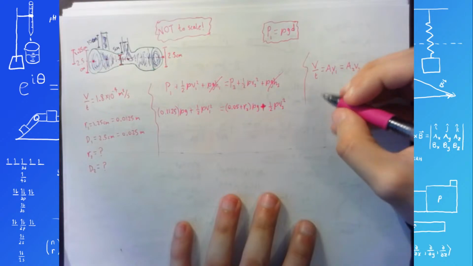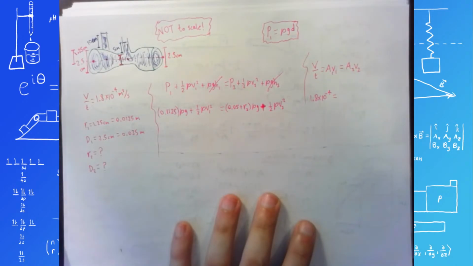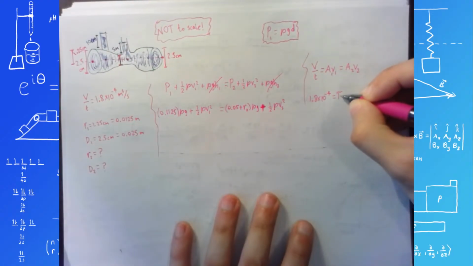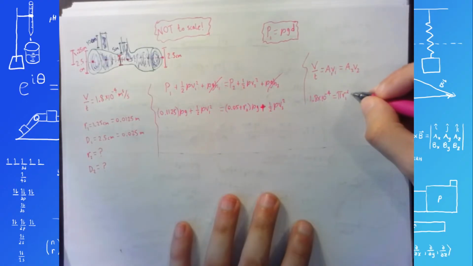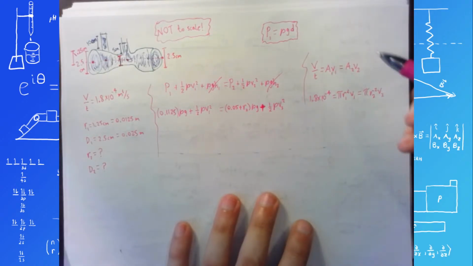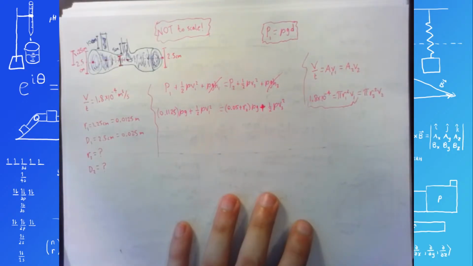So we can do 1.8 times 10 to the negative 4 is equal to, what is the area? Well, the cross sections are circles, so all I have to do is take pi r squared to get the area. So it's going to be pi times r1 squared for the area times v1. And that's also equal to pi times r2 squared times v2. Just solving these two parts for now.